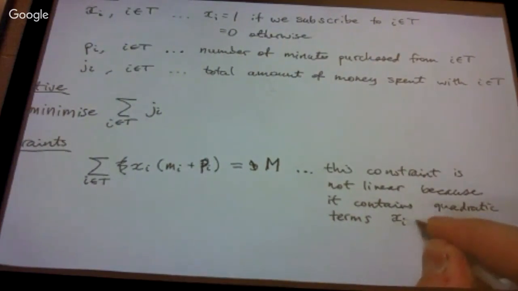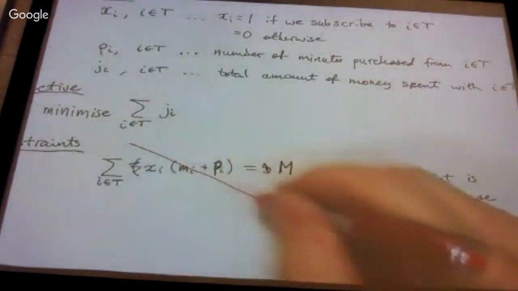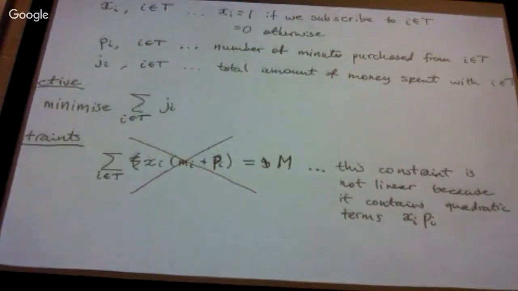xi times pi. Does it make sense what I've just said? Yes, we want linear programs. If you were allowed quadratic constraints, that would be a perfectly good constraint, but we don't want them, so we have to do something else instead. So not this, but okay, I'll give you the right one.